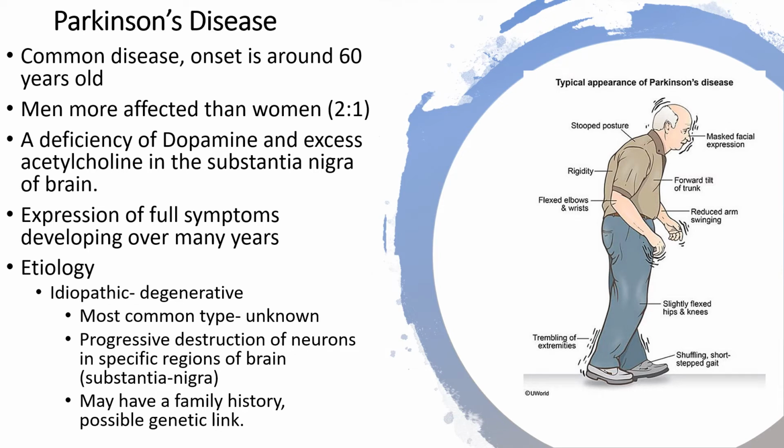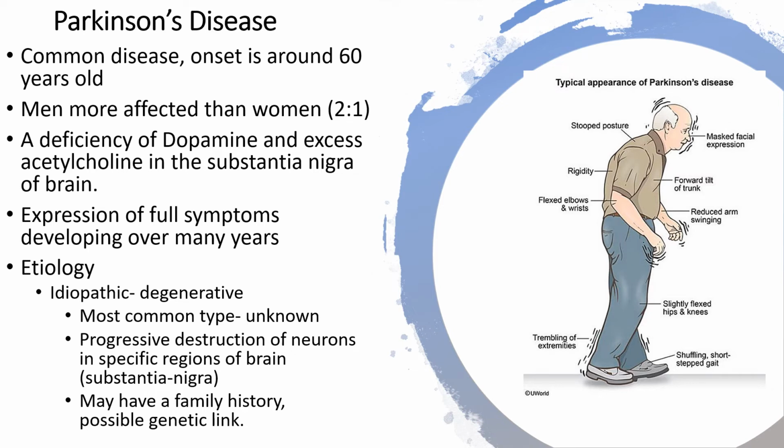Okay, so if you look at the picture on the right or the diagram, these are classic symptoms of Parkinson's. The very flat facial expression, stooped posture. All the muscles are very rigid. So if you were to flex and extend this person's elbow, it would feel very rigid. Okay.